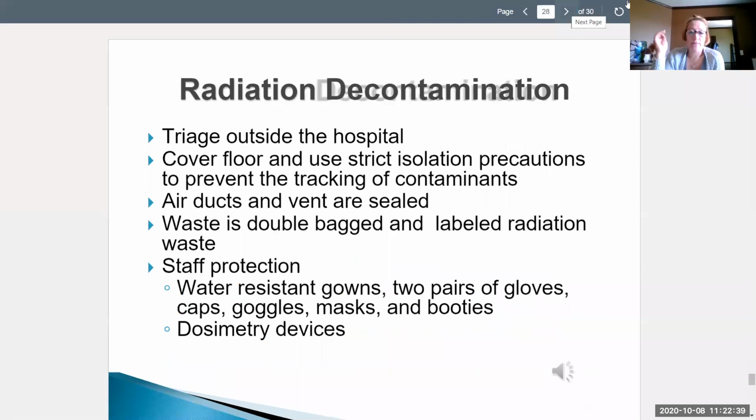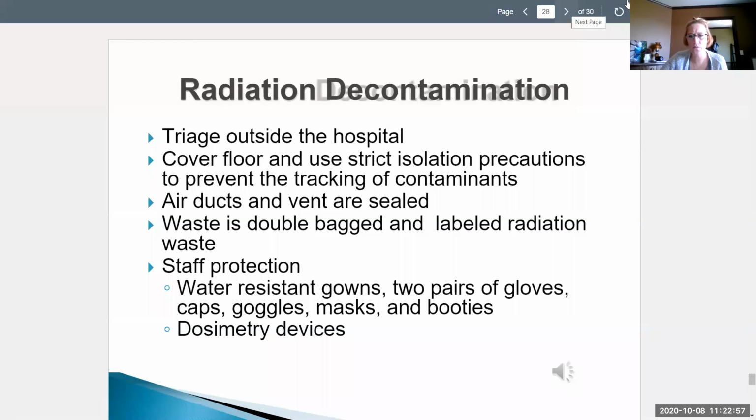With radiation decontamination, again, triaging outside the hospital. You're not going to bring them to the hospital. You're going to cover the floor, use strict isolation precautions to prevent tracking of the contaminants. Air ducts and vents are sealed. Waste is double bagged and labeled radiation waste.